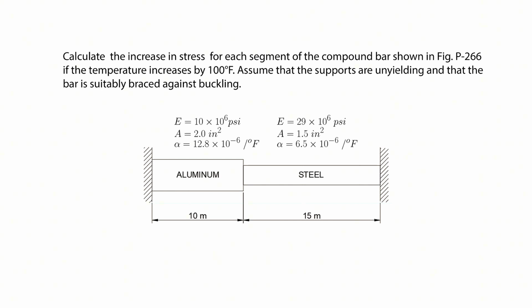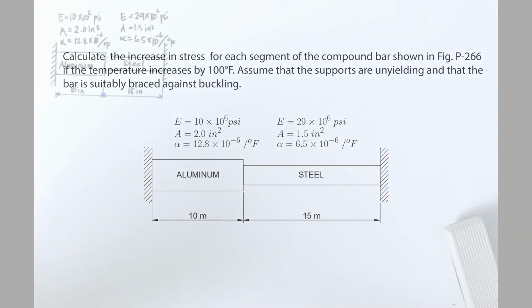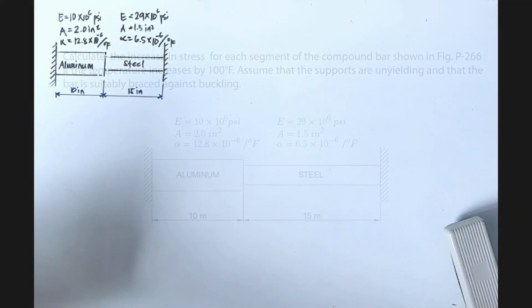Okay, so we have here the figure. We have a compound bar made up of aluminum and steel. The material properties are also given: the modulus of elasticity, area, and the coefficient of thermal expansion. There's a change in temperature, so this involves thermal expansion.